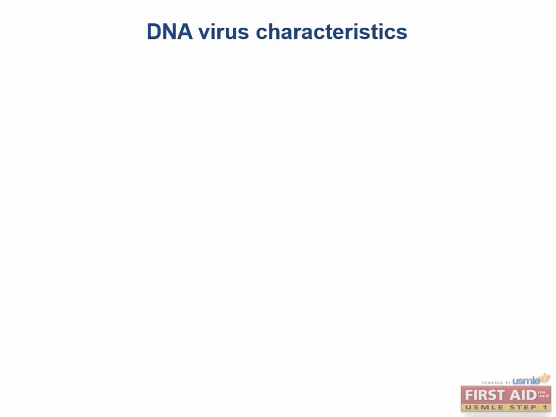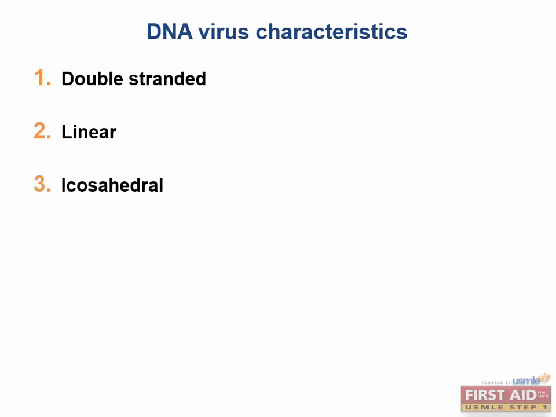A good way to learn virology is to remember some general rules that apply to each group of viruses. Once you know these general rules, then you can memorize the exceptions to the rule. There are 4 rules I want you to know about DNA viruses. 1, they are double-stranded. 2, they are linear. 3, they are all icosahedral. And 4, they replicate in the nucleus.